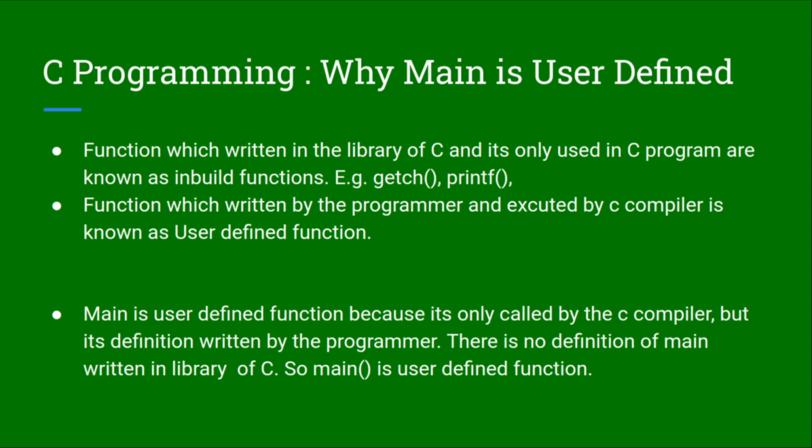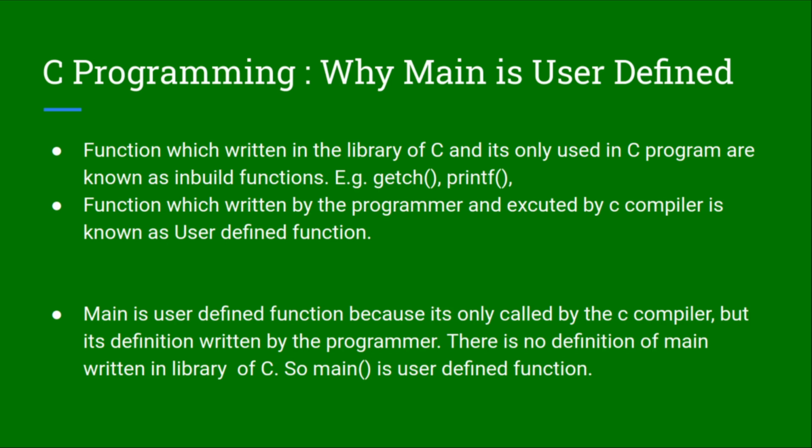The user writes the main function on their own, right? For example, we have math functions. We just call the math function from our program. For example, in a square root program we just write sqrt, and we call it from our code into the C library. That is simple. We are just calling that function, but the body of that function is written in the library of C. That is why it is a system defined, or inbuilt, function.